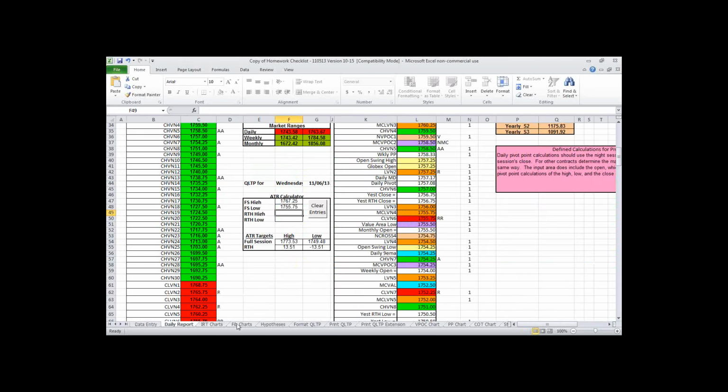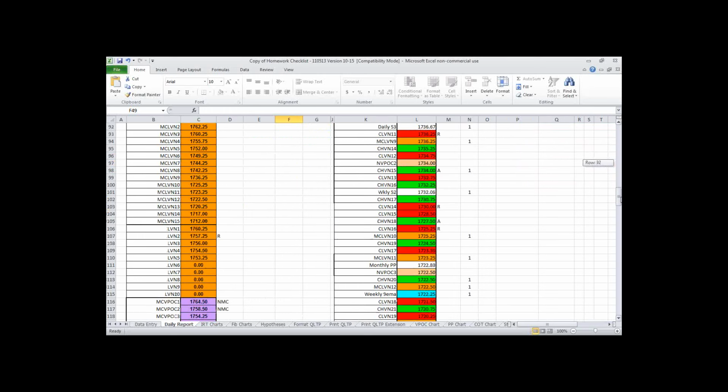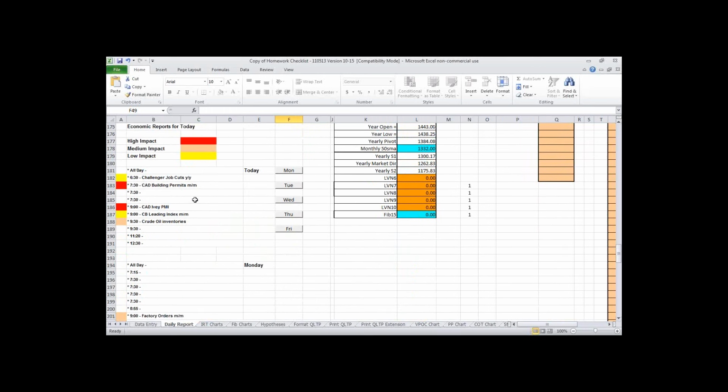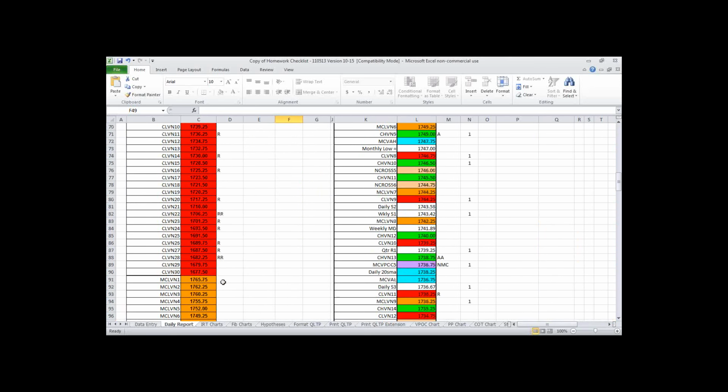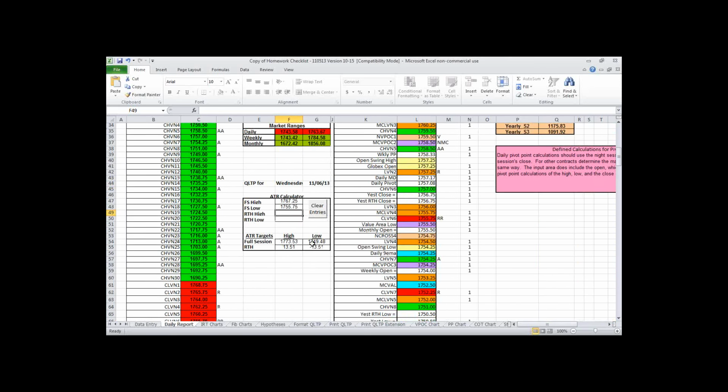So going over to the daily report and taking a look at the news, we had Canadian building permits and Challenger jobs. Didn't really move the market much. We've got Canadian PMI at 9. We've got CB leading index and crude inventory at 9 and 9:30 for the U.S. So not a lot of major news moving events today.